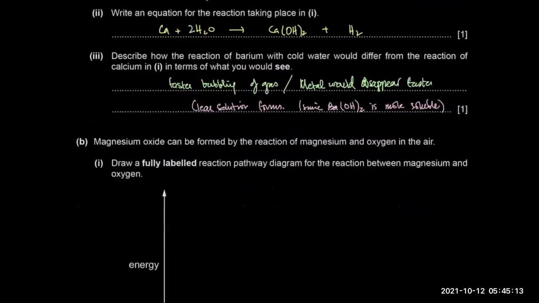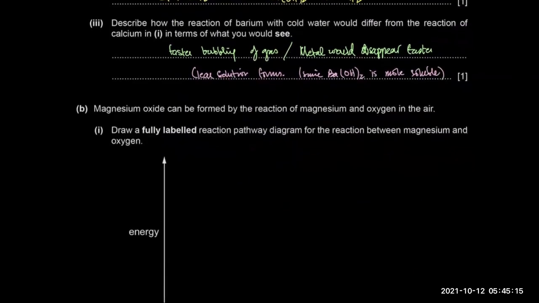All right, magnesium oxide can be formed by the reaction of magnesium and oxygen in air. Draw a fully labeled reaction pathway diagram for this reaction. Now, my first question is this. Reaction pathway is an energy profile diagram. So what we have is our reactants right here. Our reactants are magnesium and oxygen. And our product is magnesium oxide.